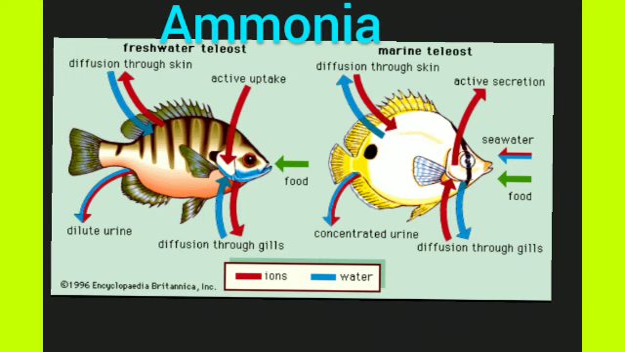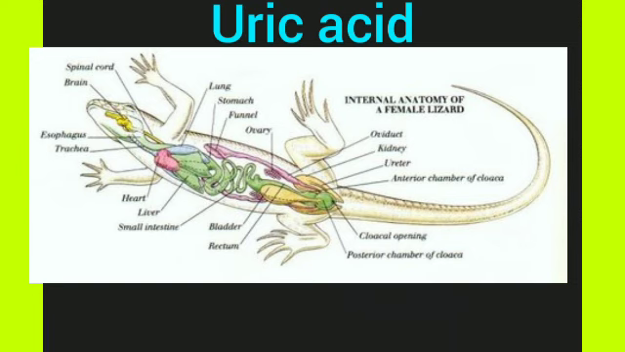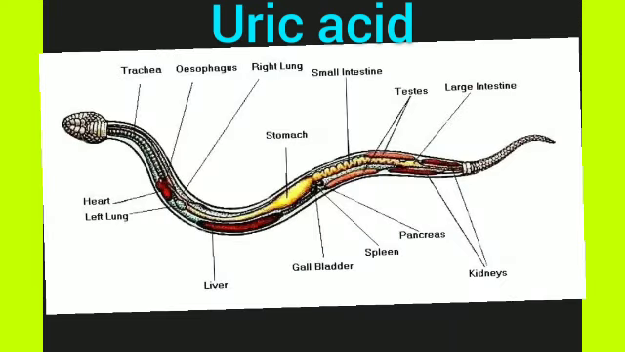Aquatic animals like fishes excrete cell waste as ammonia, which directly dissolves in water. Some land animals like birds, lizards and snakes excrete a semi-solid white-colored compound called uric acid. The major excretory product in humans is urea.